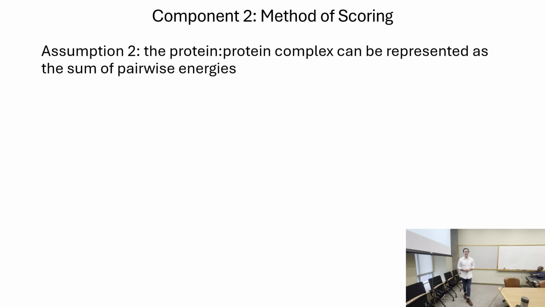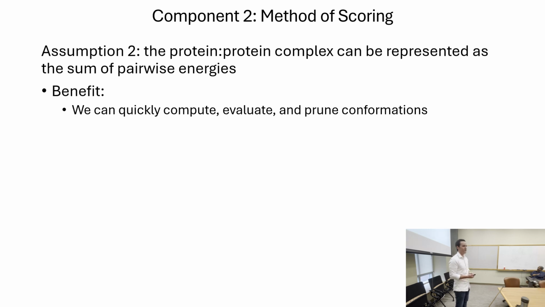Let's go into our last assumption. The last assumption for this component is that the protein-protein complex can be represented as a sum of pairwise energies. The main benefit is that we can really, really quickly compute, evaluate, and prune conformations. Generally, we can start with our rotamer library. We can very quickly construct a pairwise energy matrix and then search over that. Also, we can vary our degrees of freedom.